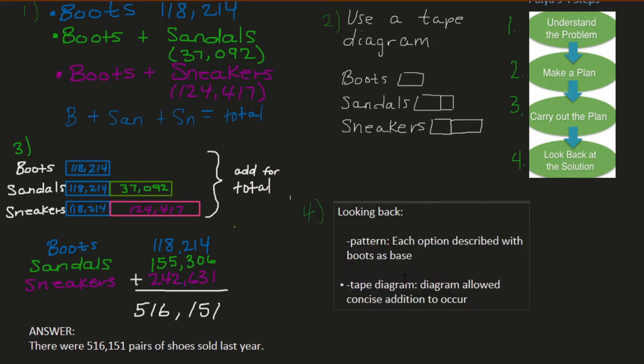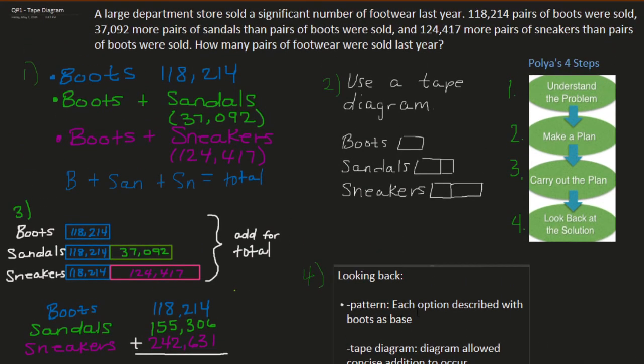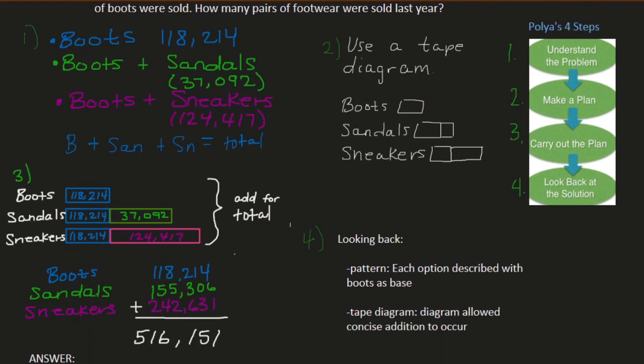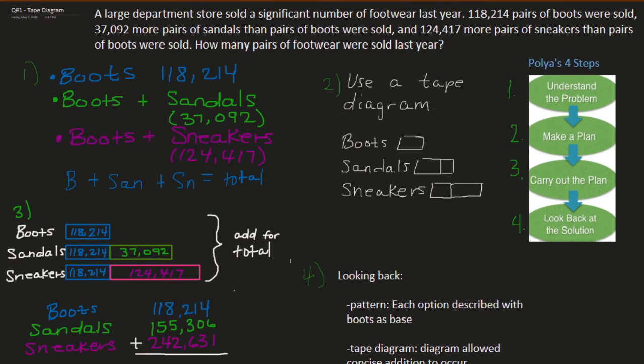Moving on to step number 4, we can look back. So we saw our pattern where each option described had boots as a base. And then looking back at how we went to execute our plan, we saw that we used the tape diagram, and I think that the tape diagram was a great way to organize our information because it allowed us to concisely add. And that's how we use Polya's 4 steps in a problem regarding a tape diagram. So moving on to our next question.